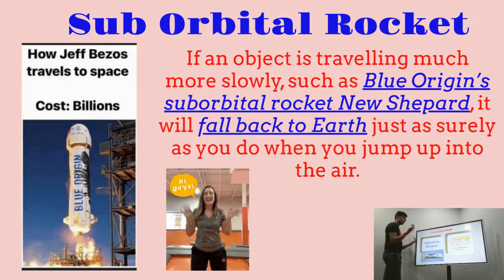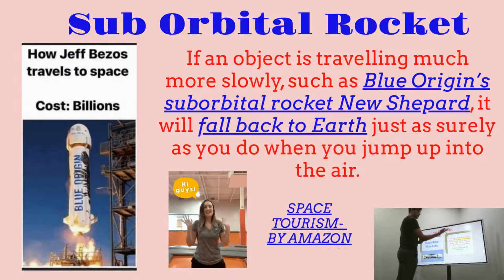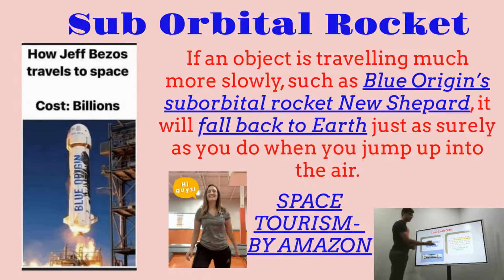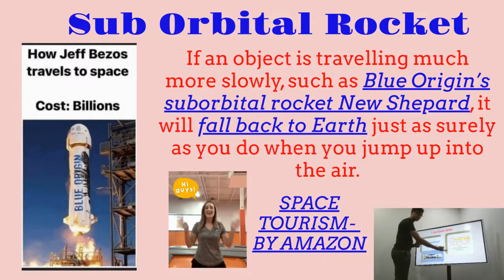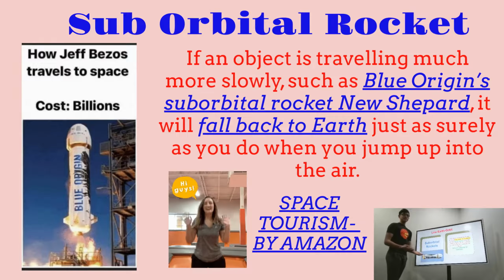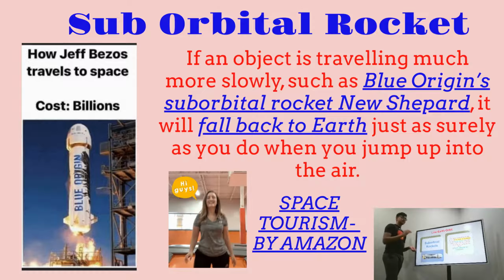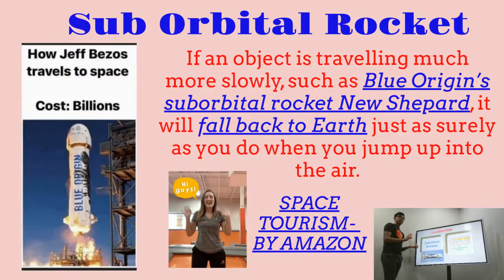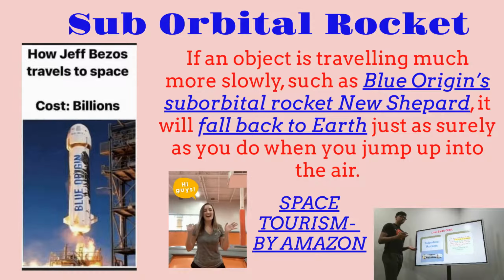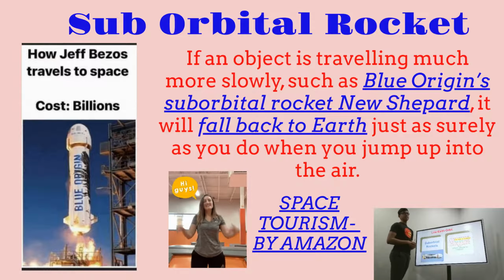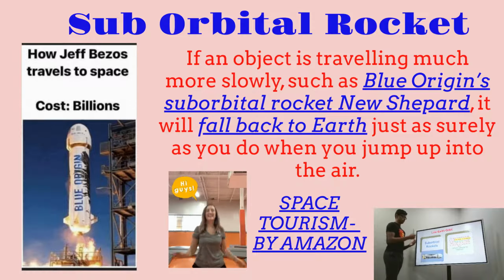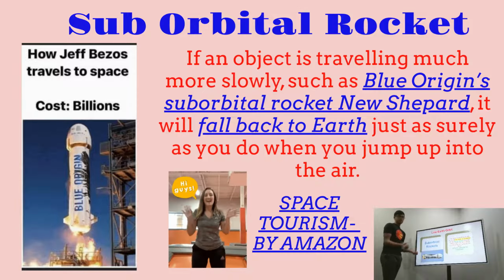So basically, the New Shepard Blue Origin suborbital rocket was made by Amazon, and it's for space tourism. Basically, their goal is to launch a rocket which will go into space and do a little orbit around Earth. Well, it won't do a complete orbit, it'll just do maybe, I'm guessing, an hour or two orbit around Earth, and then it'll just come back down.